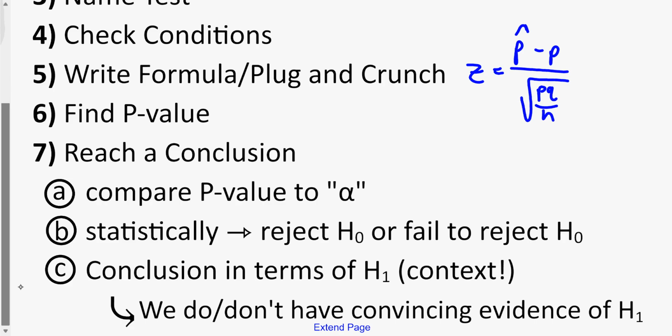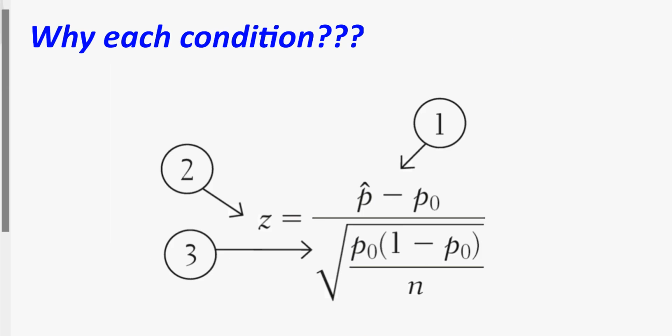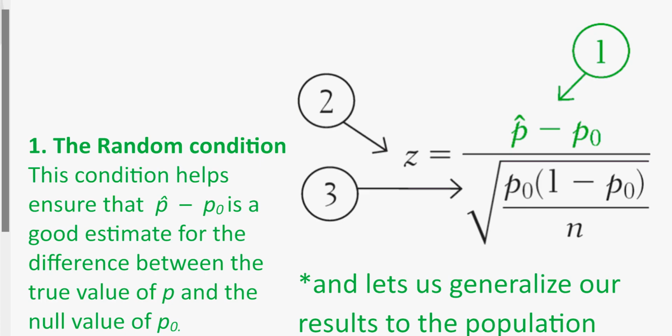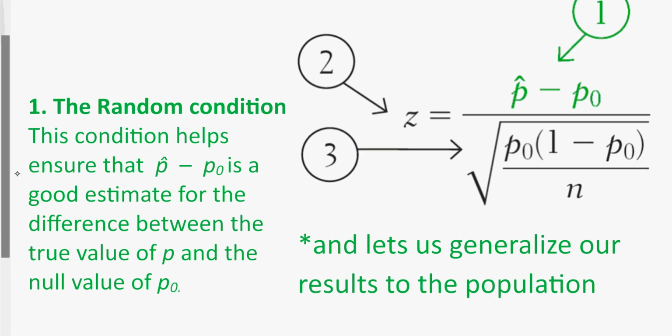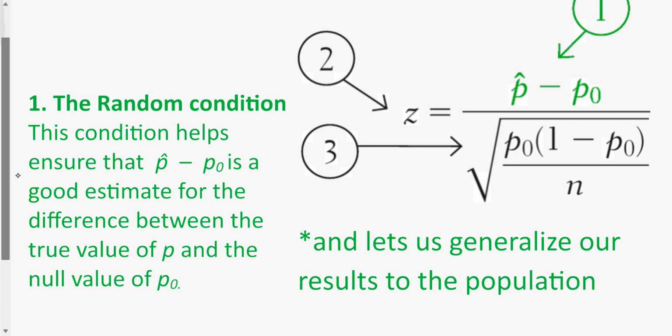to say otherwise. So real quickly, if this is our formula for finding a z, why do we have to actually do each condition? What's the point of it? And it all has to do with the parts of this formula. So that top part, when we're doing p hat minus p or p naught, whatever the population parameter is, that has to do with generalizing. We're dealing with comparing a population and a sample. And in order to do that, we have to have a random sample from the population. So that's where that comes from.